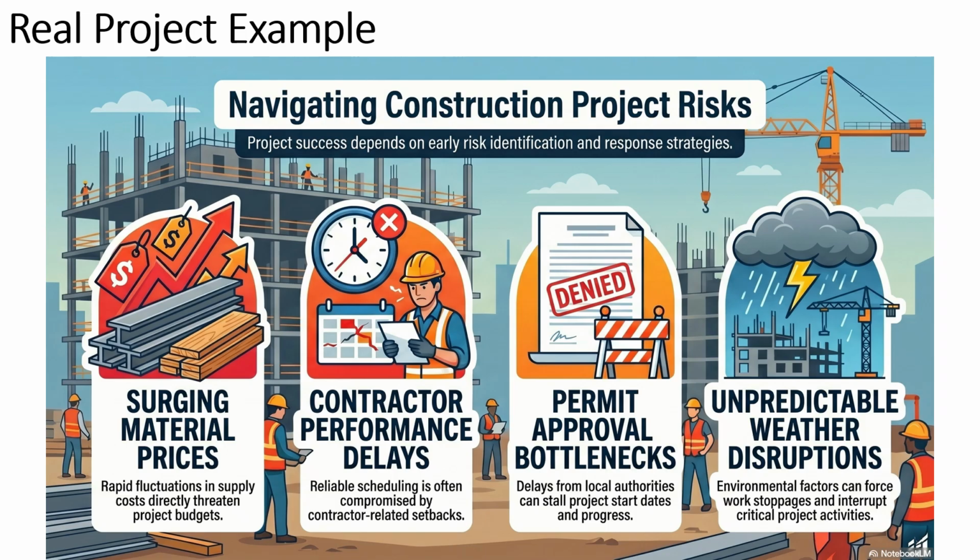The first risk shown here is surging material prices. In construction projects, fluctuations in the price of steel, cement, or other materials can increase project costs unexpectedly. This creates financial risk and may affect the project budget if not planned for.